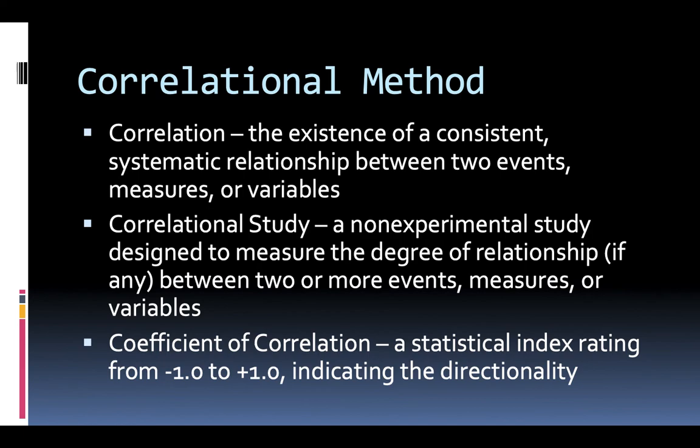And this is measured using a statistical technique, and the coefficient of correlation is the number we get out of this. This is a statistical index rating from -1 to 1 with 0 in the middle, indicating directionality. So if you look at a number line, -1 is on your left and +1 is on the other side, and how close a value is to either extreme measures the directionality and the strength of that relationship.